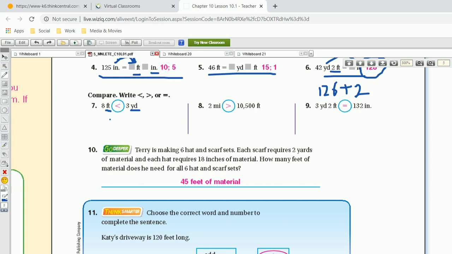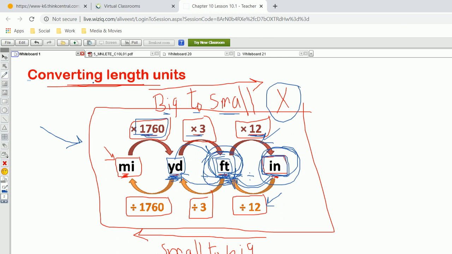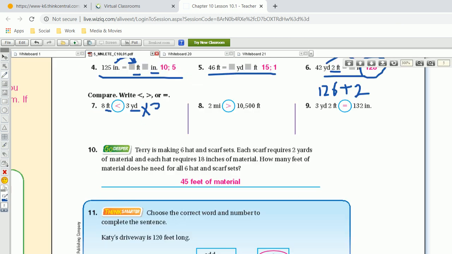So what we're going to do here, we multiply, because yard is greater than feet. So the small unit, leave it the same, and multiply the big unit by what to get feet? Yard and feet. Multiply by 3. Yes, let's multiply by 3. So here 3 multiplied by 3 equals 9, so it becomes 9 feet. So 8 feet or 9 feet? So 9 feet is greater. Okay, the same thing here and here.